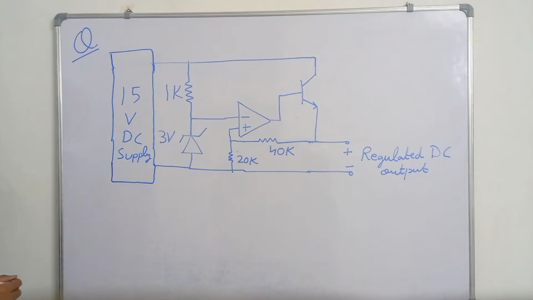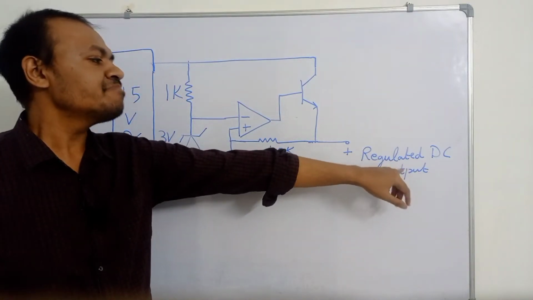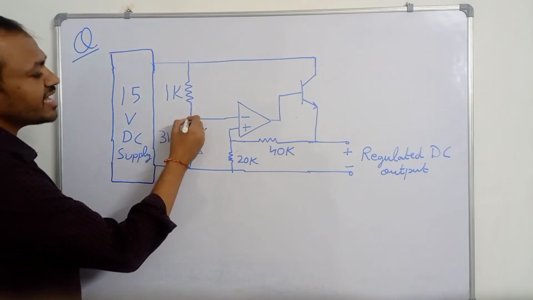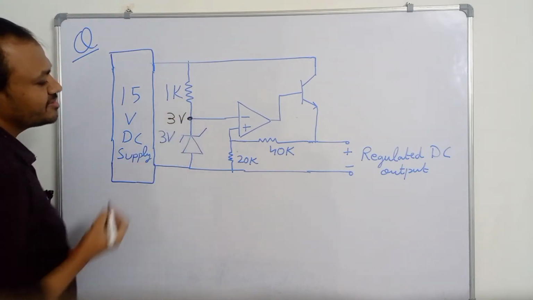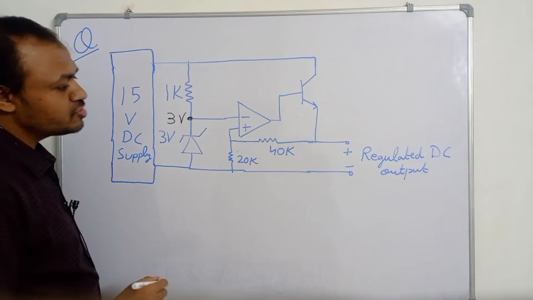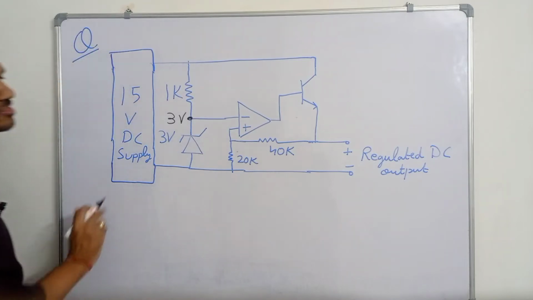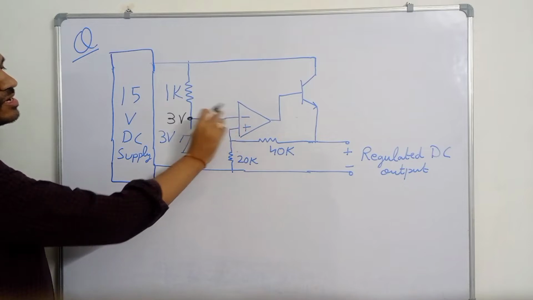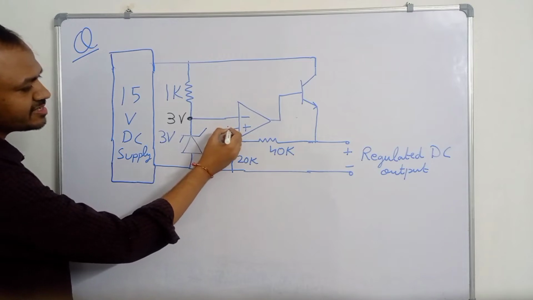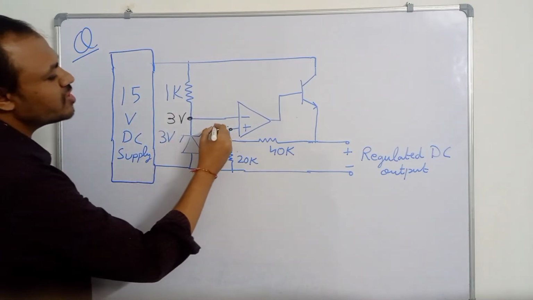We are given that the breakdown voltage of this Zener diode is 3 volt. If this power supply has to give regulated DC output, then obviously this Zener diode is in breakdown. So this voltage has to be equal to 3 volt. By the virtual short circuit concept, the voltage at the non-inverting terminal of the op amp has to be equal to this voltage. So this voltage is also 3 volt.